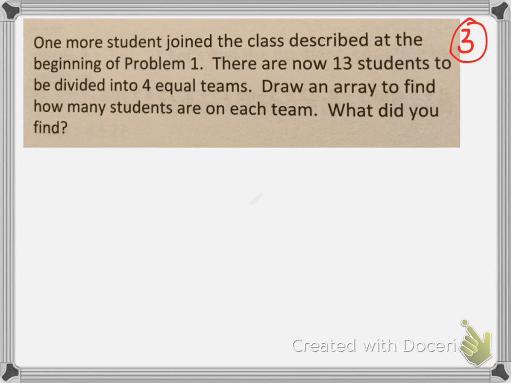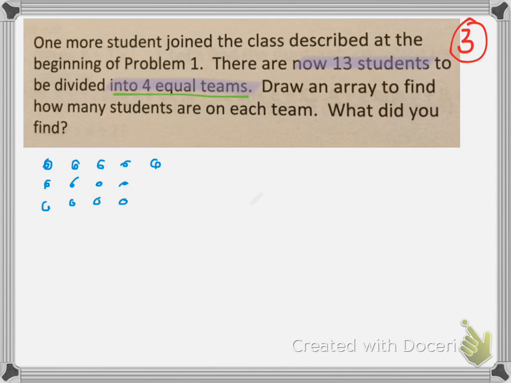1 more student joined the class that we had in problem 1. Now there are 13 students to be divided into 4 equal teams. Draw the array. We need 13 students. So 1, 2, 3, 4, 5, 6, 7, 8, 9, 10, 11, 12, 13. There's my 13 students. Those 13 students need to be on 4 equal teams.